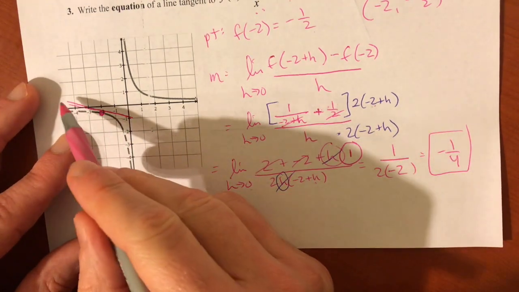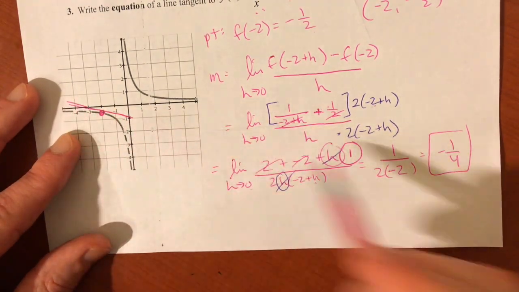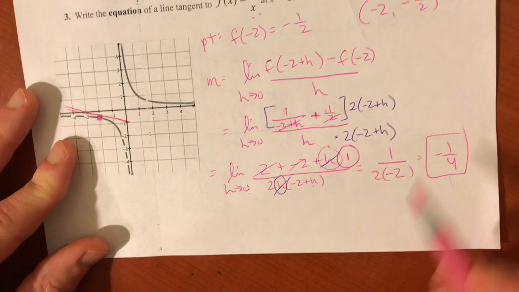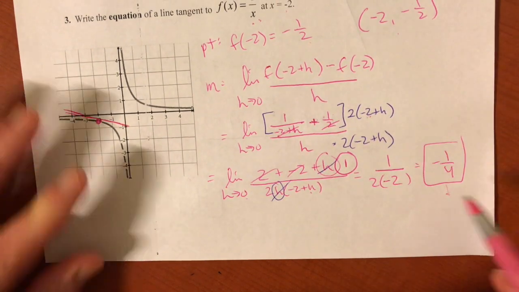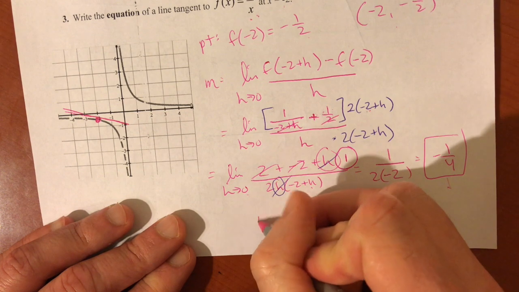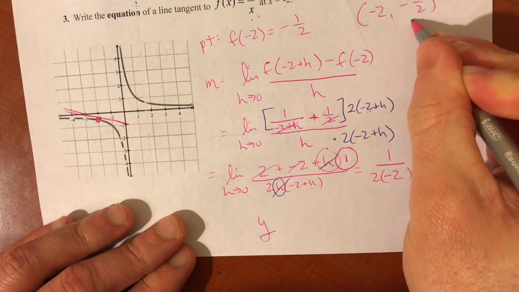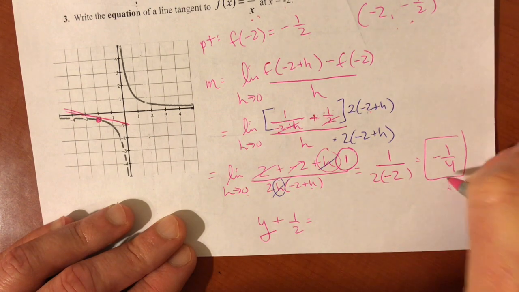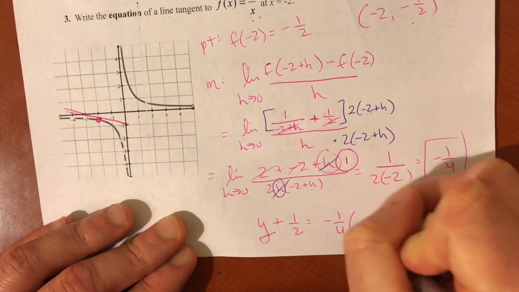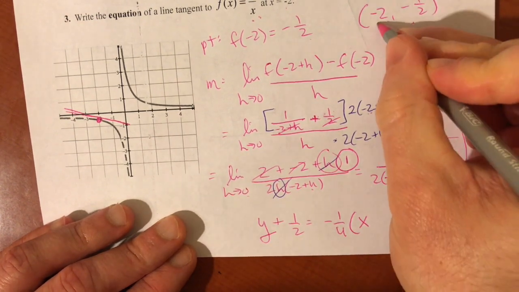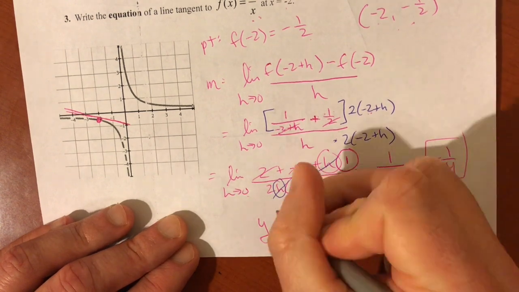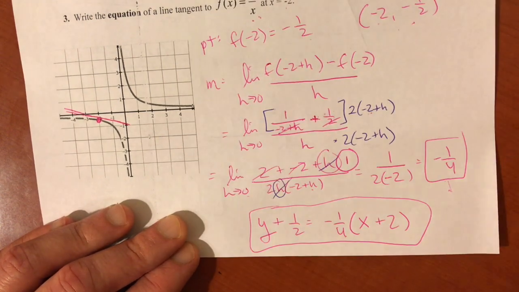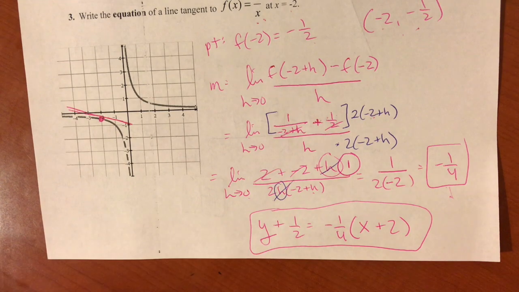That seems to be reasonable. It's negative. It's kind of flat, -1/4. So you got your point. You got your slope. Here we go, point slope form. Y minus -1/2, so y plus 1/2 equals the slope times x minus -2, so x plus 2. Done. Move on to other problems.